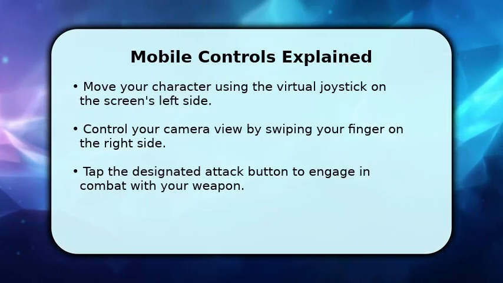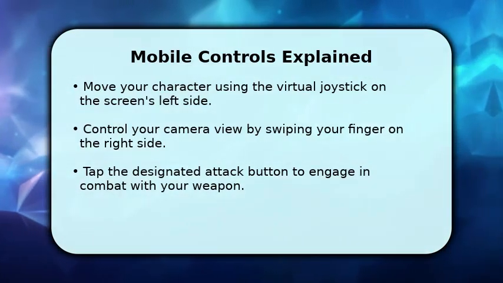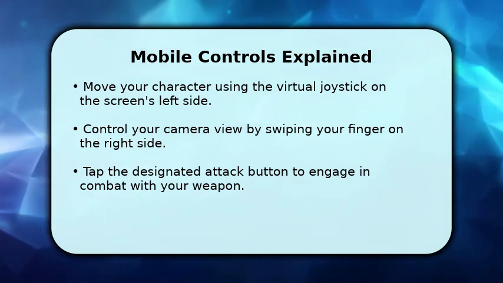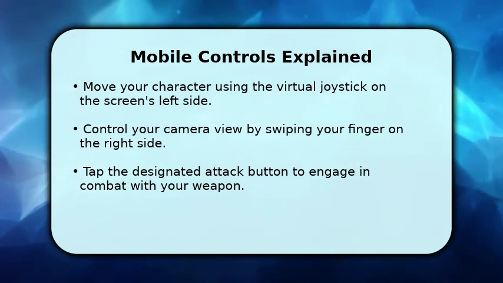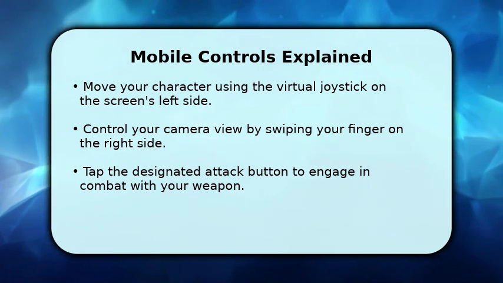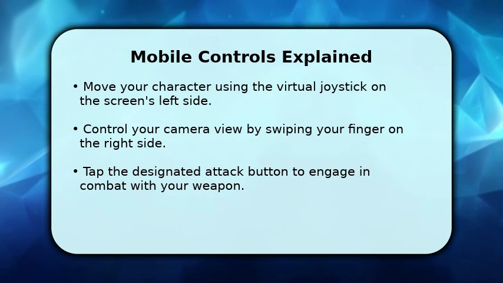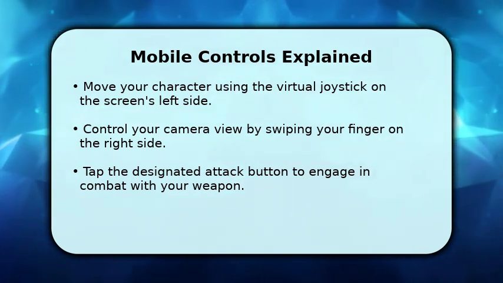Understanding the mobile controls is key to success. On the left side of your screen, you'll find a virtual joystick for character movement. To look around, simply swipe your finger across the right side of the screen to adjust your camera. When it's time for action, a dedicated attack button will appear, allowing you to swing your weapon. Other interactive elements will also have clear buttons for easy engagement.